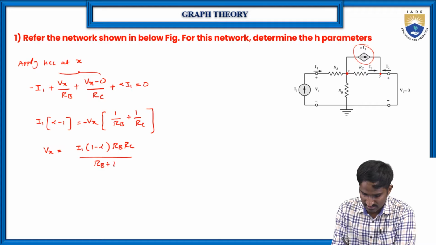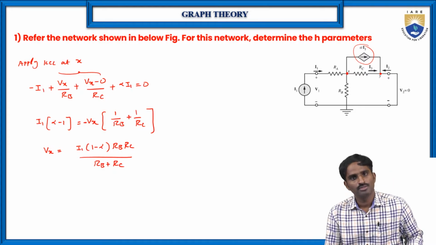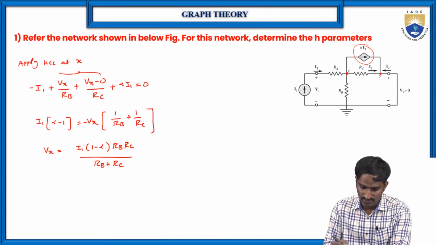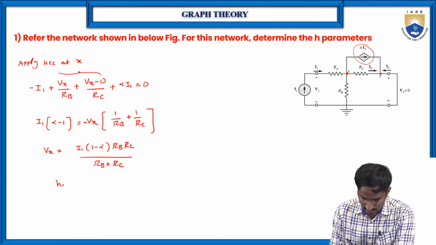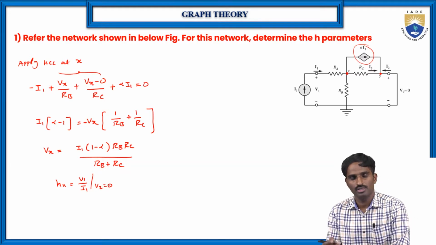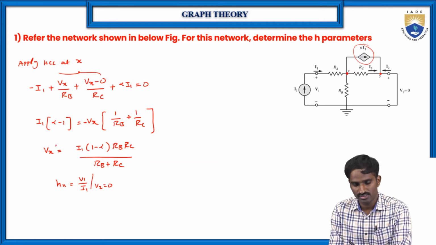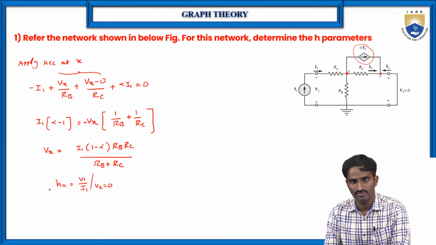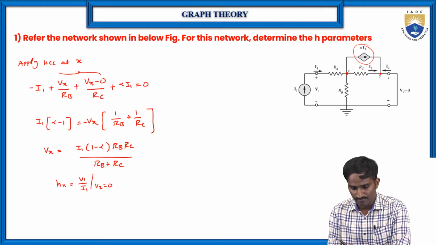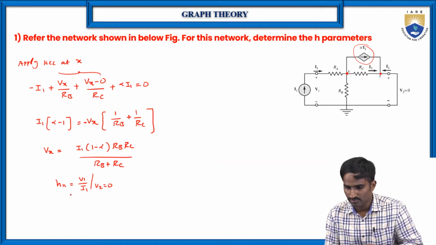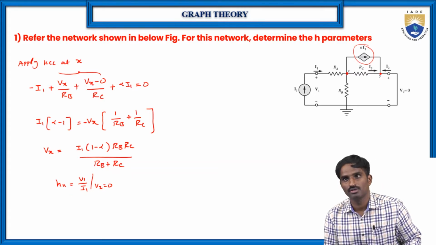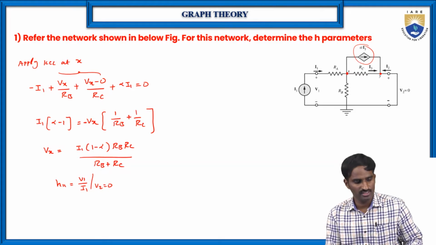RB plus RC. As we know, first we are going to find H11. H11 is equal to V1 by I1 at V2 equal to 0, because we are making the output terminal a short circuit. Finally we have to get this equation in terms of V1 by I1. So now let me find what V1 is.